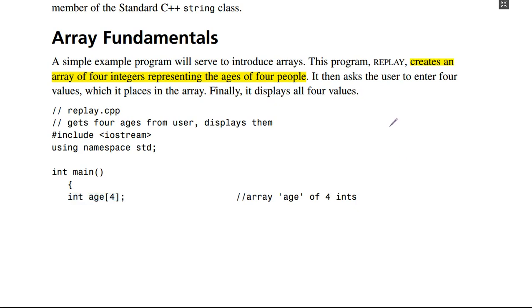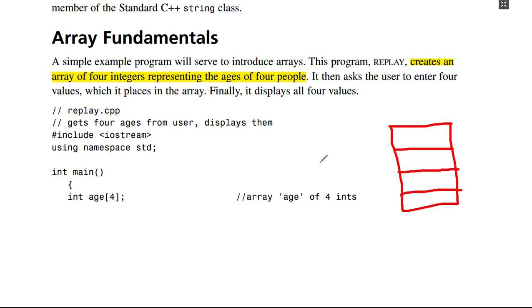This would make a space in memory, and there would be 4 places reserved for this data type, for this array, and this would be called age. So this first place would be of integer type, which means there would be 4 bytes of memory for the first element. Then we would have 4 bytes for the second element, 4 bytes for the third element, 4 bytes for the fourth element. So the name of this is age, and there are 4 elements.